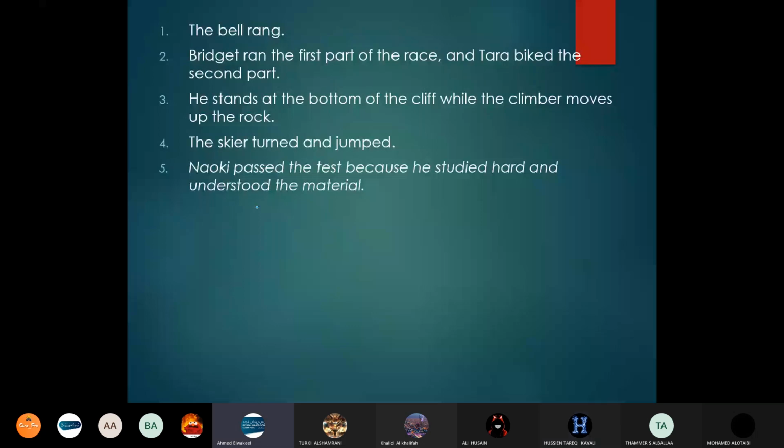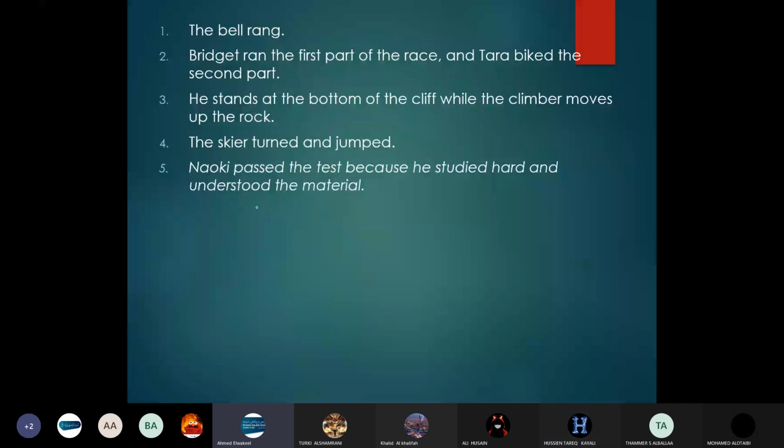Number 3, he stands at the bottom of the cliff while the climber moves up the rock. Complex. Number 4, the skier turned and jumped. Compound. Again, it's a simple sentence with a compound verb, but the sentence itself is simple.